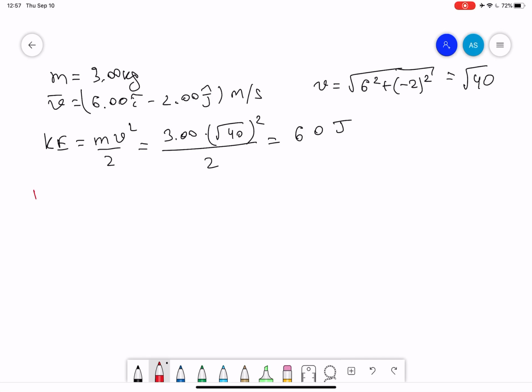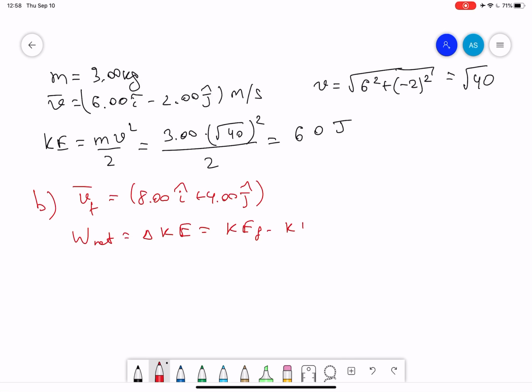And in part B, when the final velocity is equal to 8 i vector plus 4 j vector, we have to find the net work done on the object. So net work done on the object is equal to the change in kinetic energy, which means kinetic energy final minus kinetic energy initial. First of all, let's find the kinetic energy final, which is the same formula, m v final squared over 2. Now the mass is given, 3 kilograms.